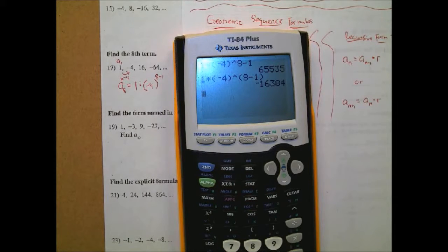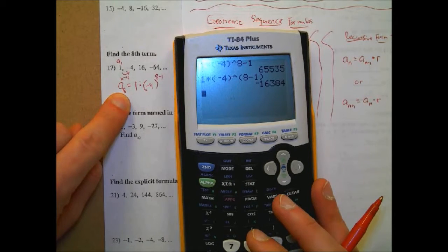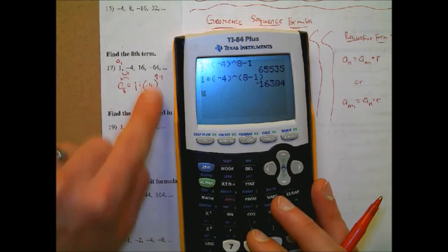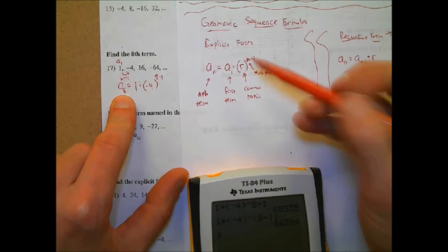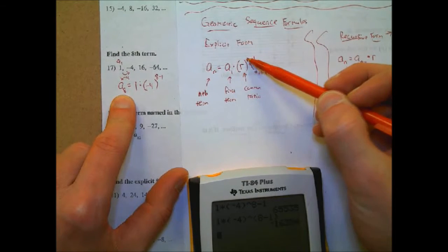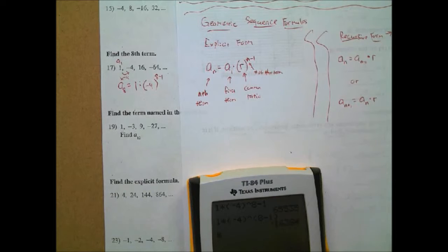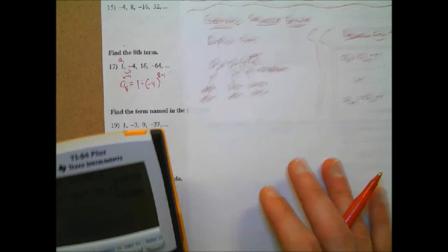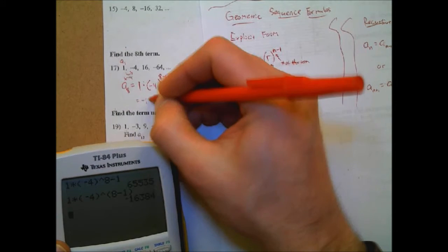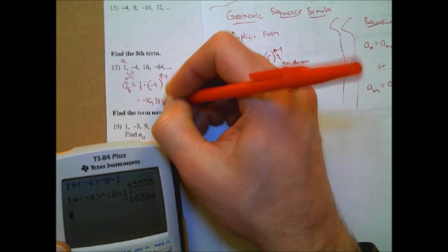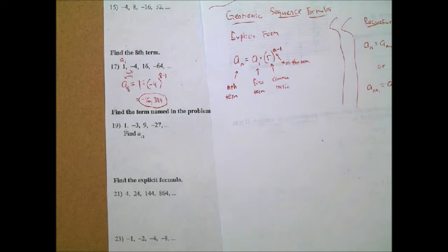Did you do the 8 because it's all numbers kind of contributed? We want the 8th term. So then, again, looking at the formula here, this n and this n are the same number. They're both n, so 8 is what goes in there. And so we get negative 16,384. 8th term.